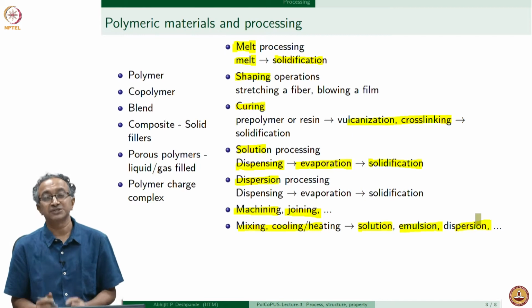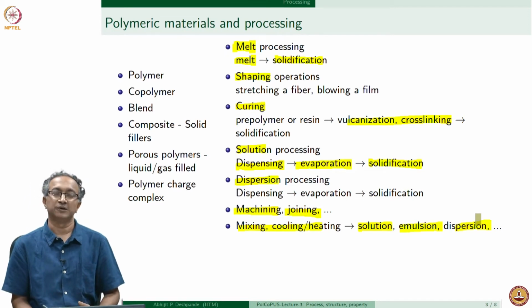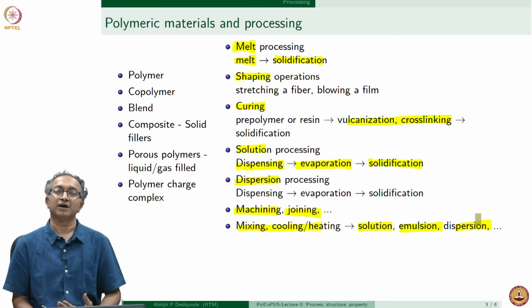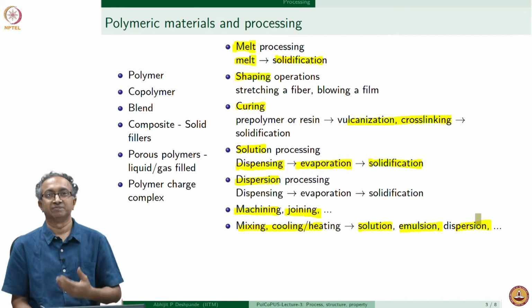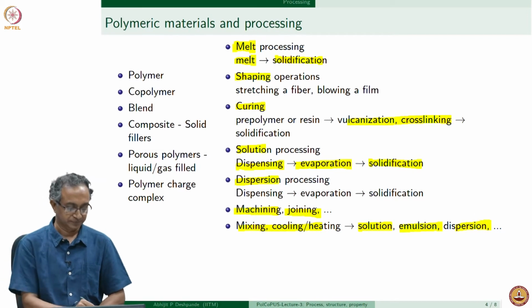So when we say we are processing polymers, we are basically trying to fabricate objects out of these polymers, and as part of the fabrication process we have flow, we have heating, cooling, we have mixing, and we have application of stresses and application of several applied fields, so that we get the requisite shape that we want at the end. So this is called processing of polymers.